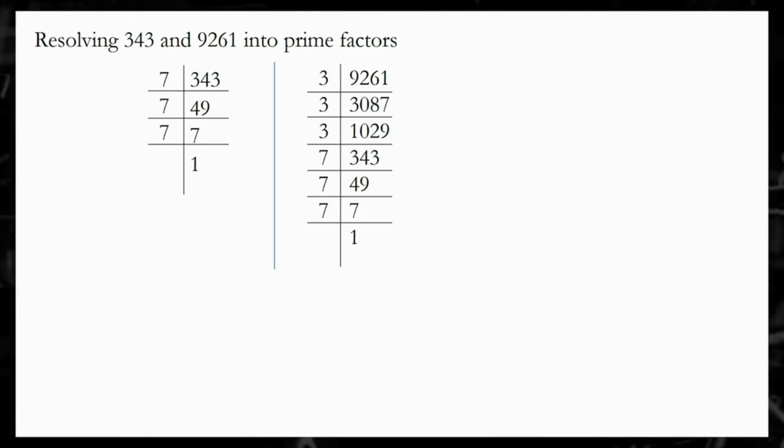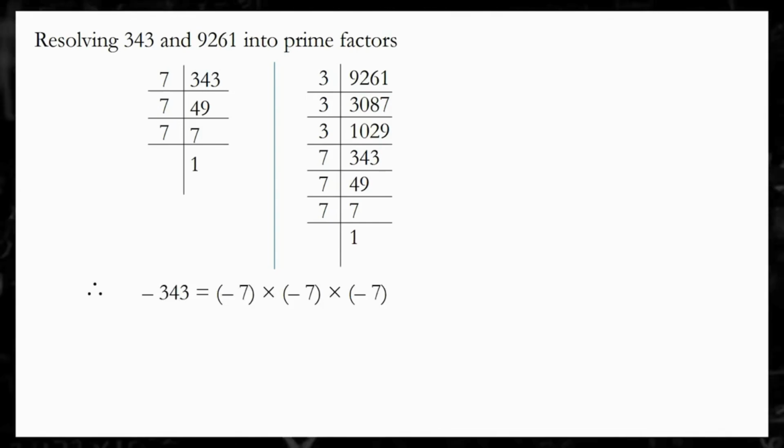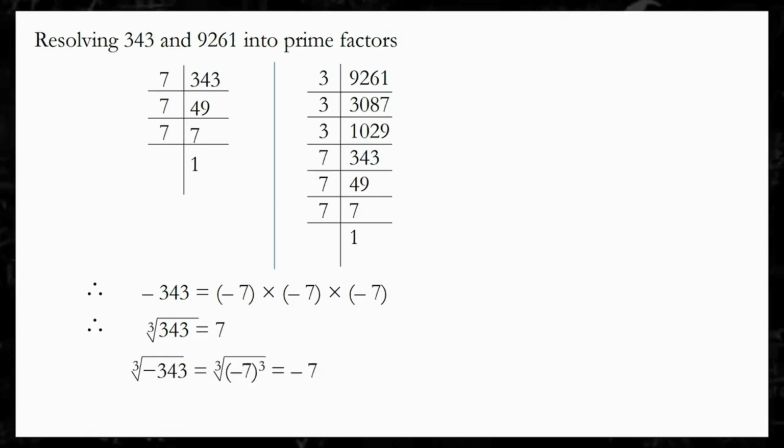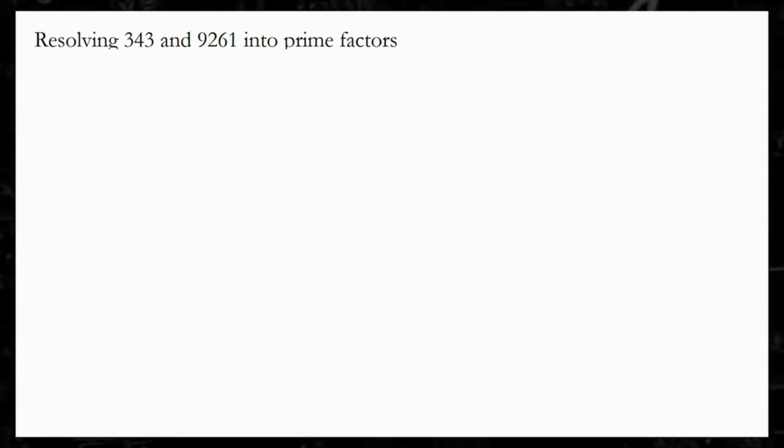On dividing 343 by 7, we get 49. On dividing 49 by 7, we get 7. On dividing 7 by 7, we get 1. Therefore, minus 343 is equal to minus 7 into minus 7 into minus 7. Therefore, cube root of 343 is equal to 7. Cube root of minus 343 is equal to cube root of (minus 7) whole cube, which is equal to minus 7.